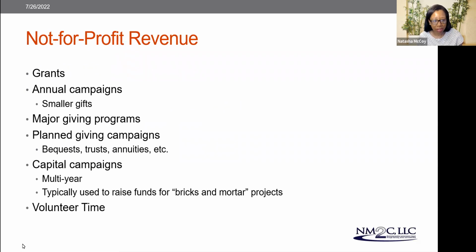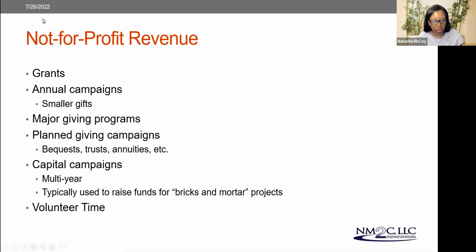So where does that revenue come from? It comes from many different streams. You have grants, annual campaigns. Sometimes it may be larger annual campaigns, sometimes smaller, but many different types of fundraising and funds development activities that you can take for bringing in donations and profit into your nonprofit. Major giving programs, planned giving campaigns that include bequests, trusts, annuities, etc. Capital campaigns. Now, those are the much larger multi-year campaigns.